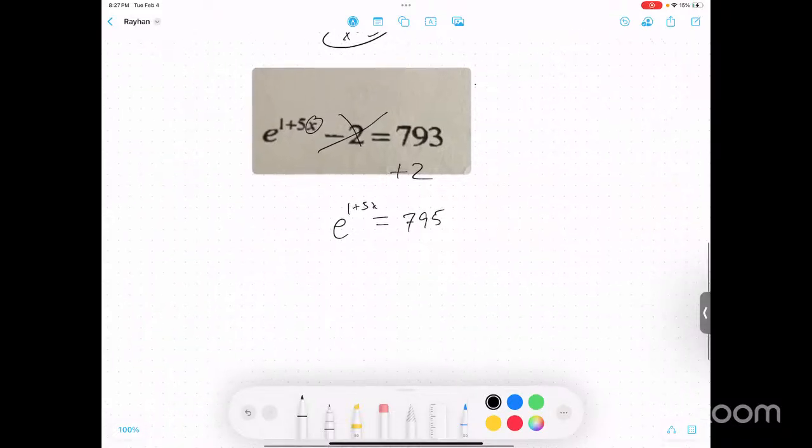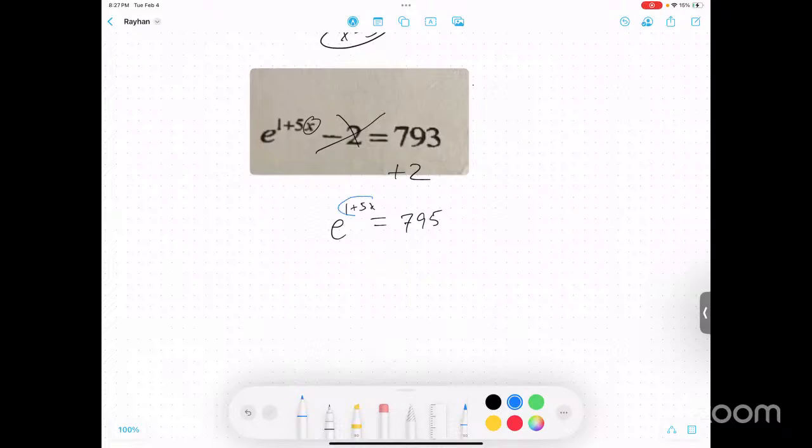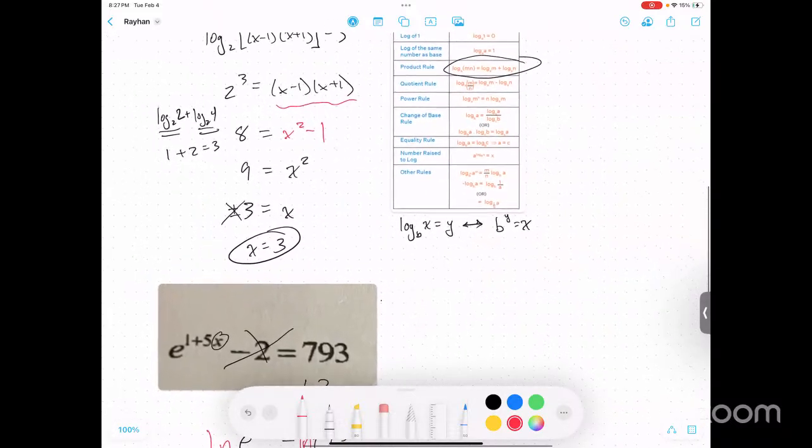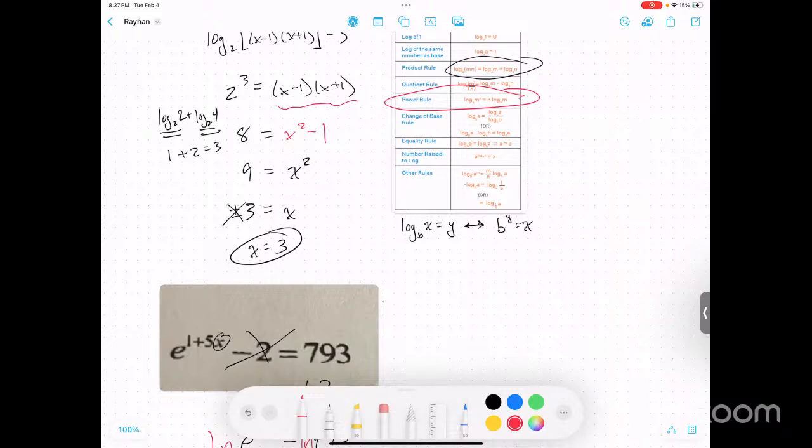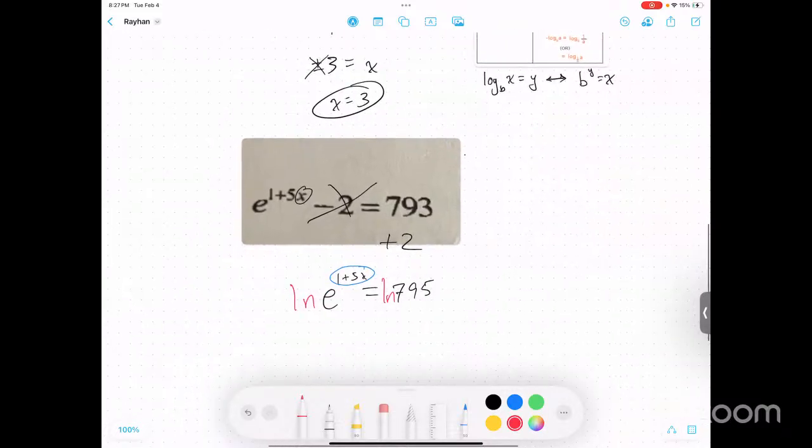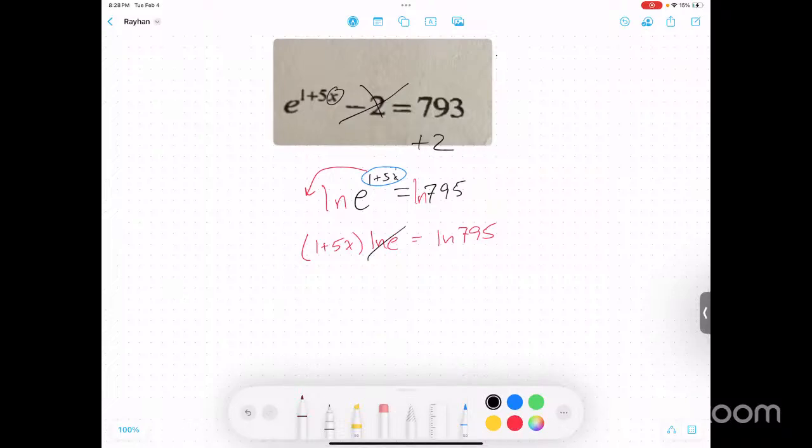Now I'm trying to solve this for x. So how do I get this out of the exponent? You have to put it in natural log. Yeah, I take the natural log. What I like to do is just to take the natural log of both sides. Because you remember one of those properties, this is the best of all the properties, the power rule. You see that? I can take the power and I can bring it down front and make it a factor. So I write this as 1 plus 5x times ln of e equals ln of 795. And what's the ln of e? 1. It's just 1. So I've got 1 plus 5x equals ln of 795, right?